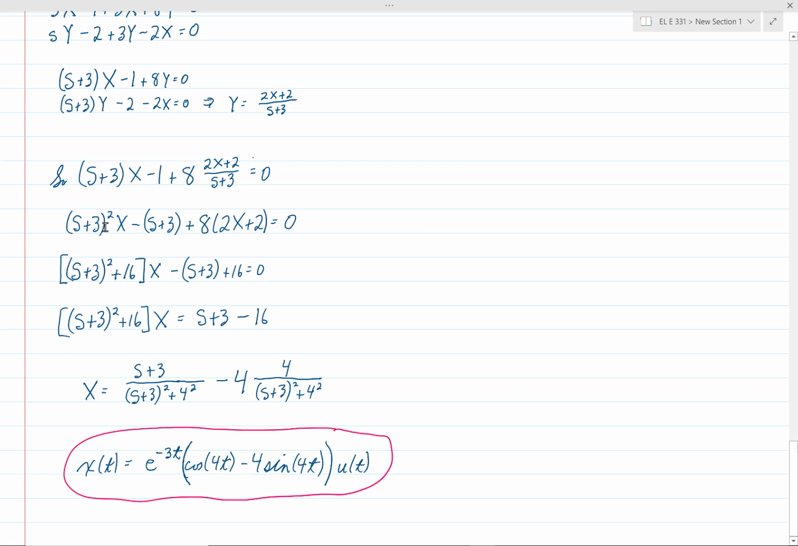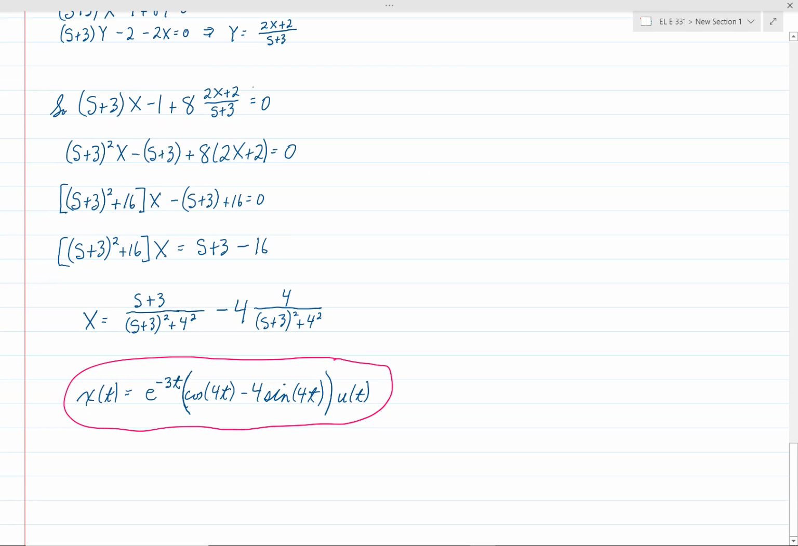So here's (s plus 3) squared times X. And over here we have a 16X, so I wrote that right there. Then I wrote down the minus (s plus 3). And notice we also have 8 times 2, so that's plus 16. I left the terms involving X on the left-hand side of the equation, but brought these two terms over to the other side. So the minus (s plus 3), when it comes over, becomes positive (s plus 3), and the positive 16 becomes negative 16.